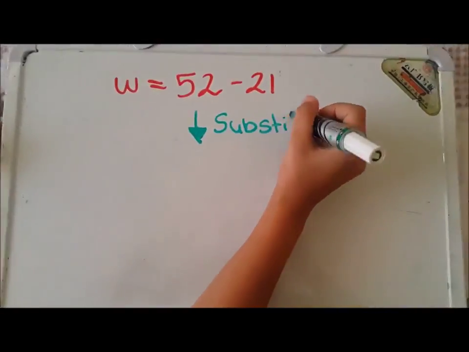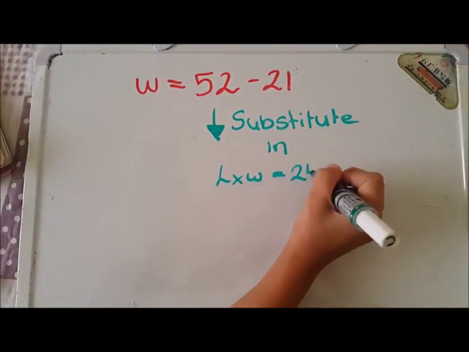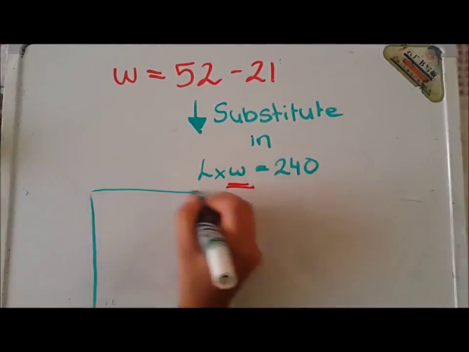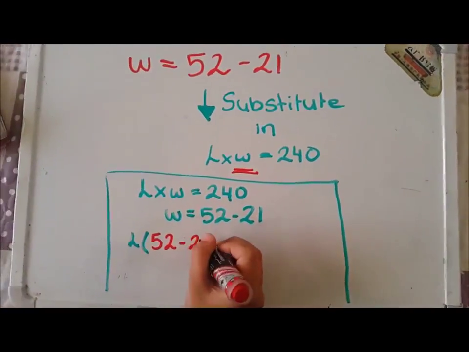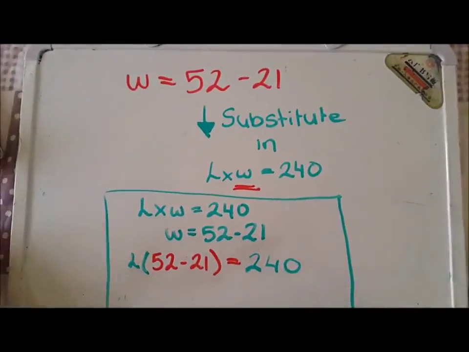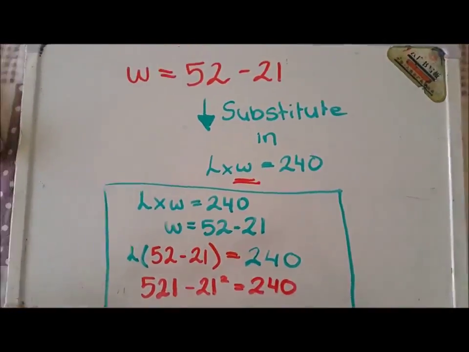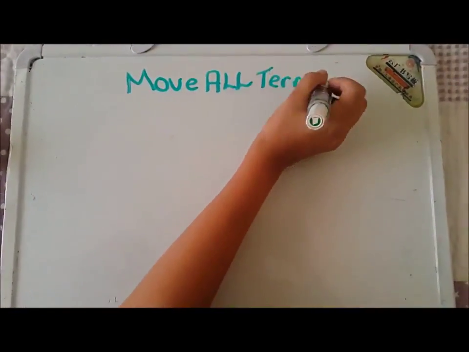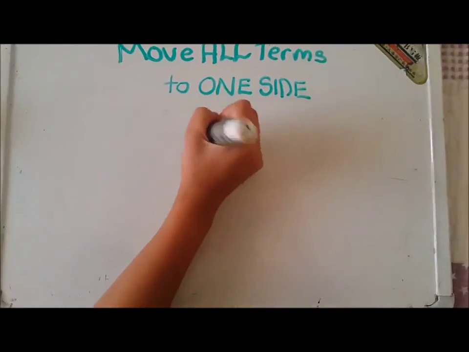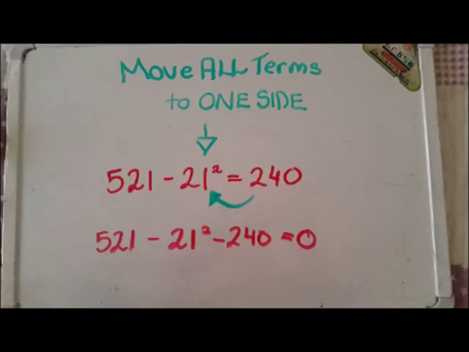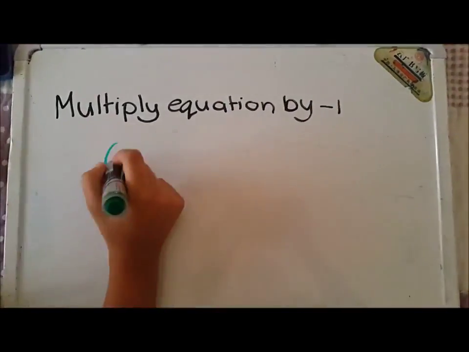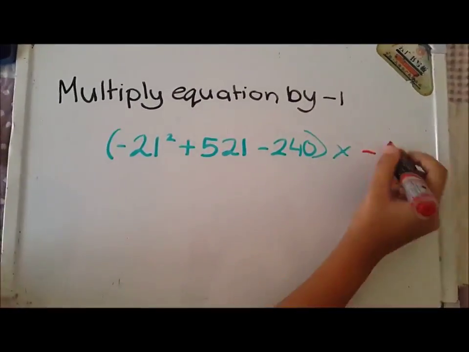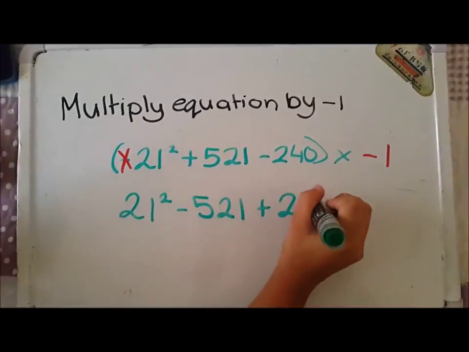By applying the substitution method for the formula length times width equals 240, insert the formula for the width, W equals 52 minus 2L. Move all terms to one side of the equation to be equivalent to 0. This creates a quadratic equation. Multiply the quadratic equation by -1 to convert the negative term, minus 2, to a positive term.